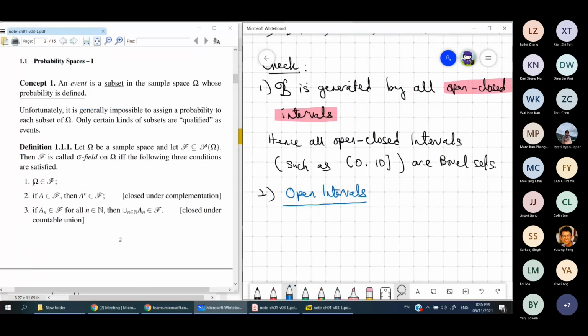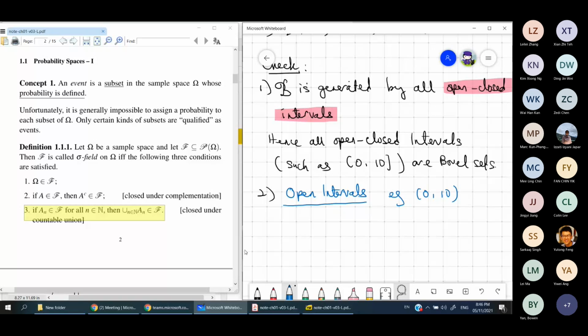So omega must be an event, which in our case is R. A is an event, the complement of A is an event, and if A_n are events for all n, then the union of all the A_n must be an event. So we're going to use number 3 to prove this. Let's say we look at this one, for example 0 to 10. Why is this open interval an event? You may do the verification for all other kinds of open intervals.